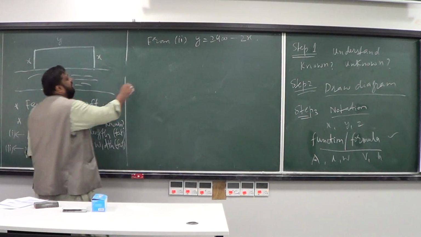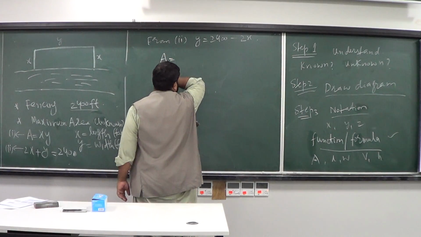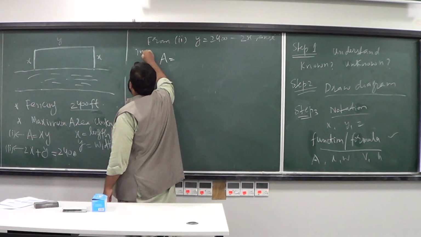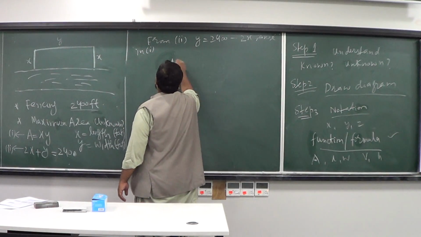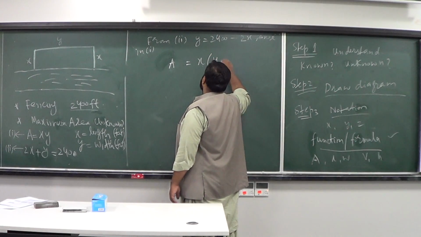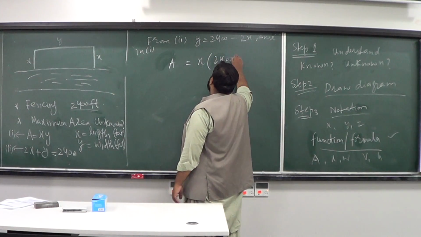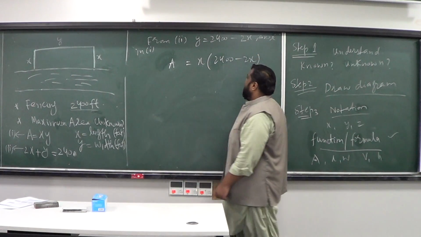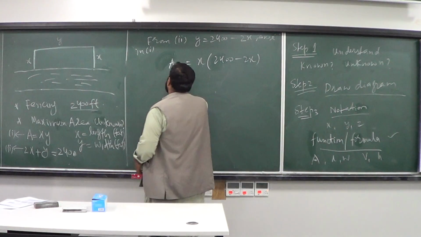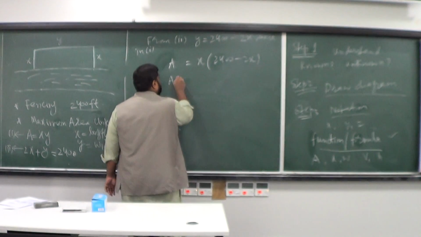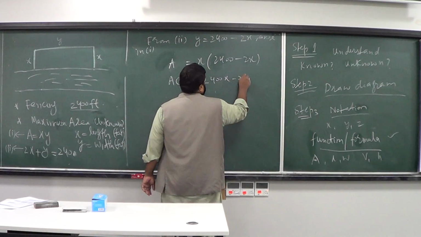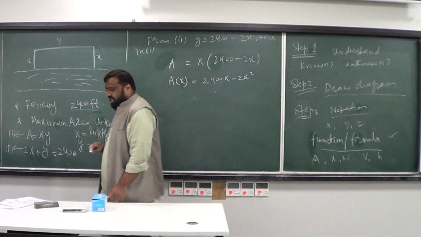So the area now can be, say, use equation 1. So the area now is going to be x times y, which is x times (2400 minus 2x). You can simplify it even further, and now you can say that your area is a function of x, so it's 2400x minus 2x squared. So this is what the area is.